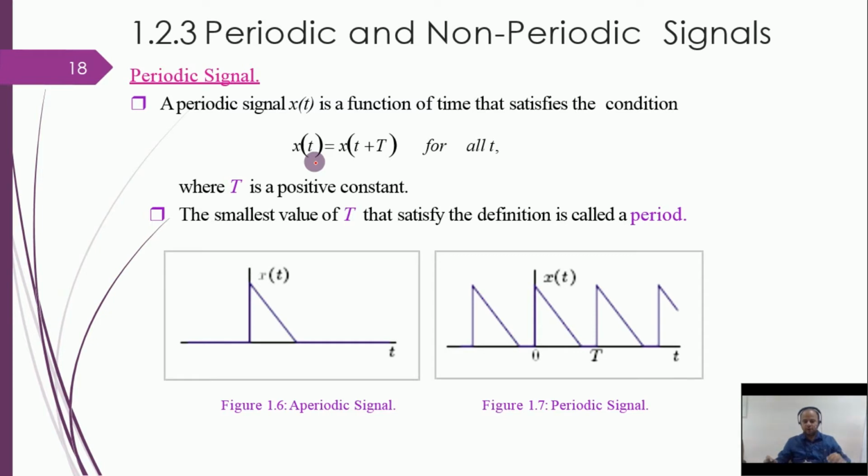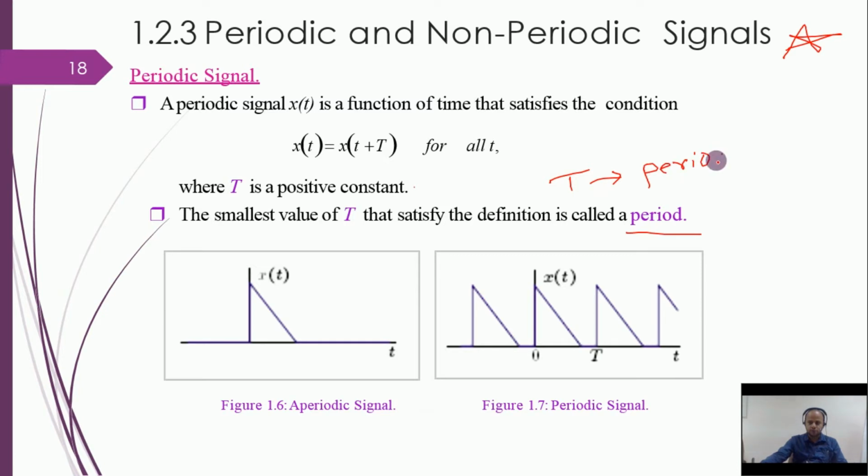So now we will look into periodic and non-periodic signals. A very important topic. First, we'll understand the meaning of a periodic signal. A periodic signal x of t is a function of time that satisfies the condition given below. To satisfy periodicity, x of t should equal x of t plus T for all t, and this T is a positive constant. This positive constant we also denote as the period.